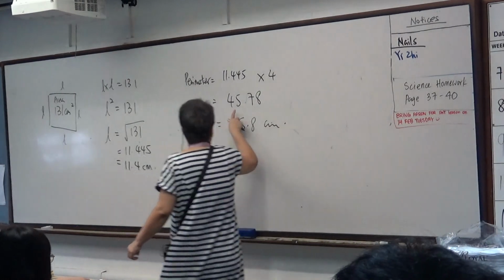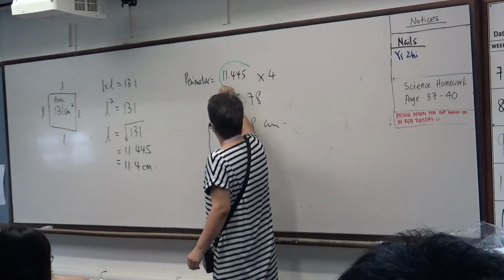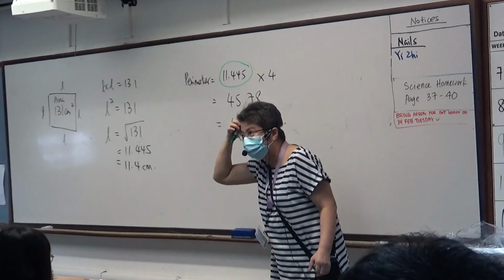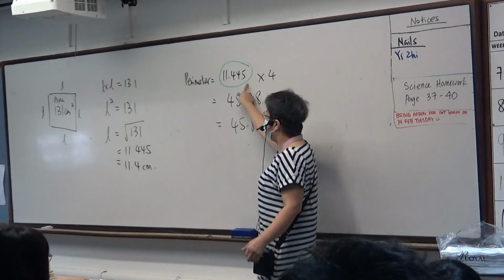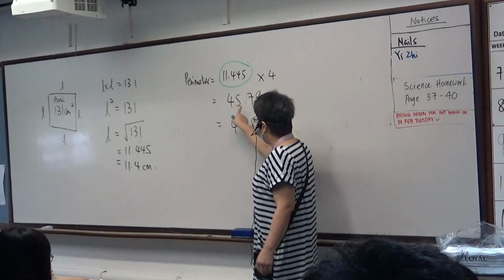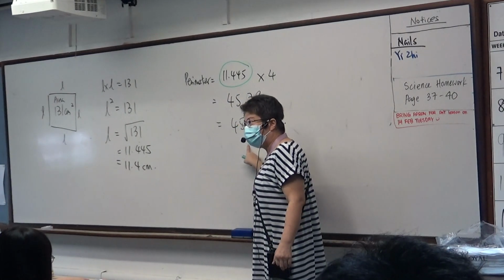Some people will say, "Since this is exact, why do you round off?" But can you see that this one is already rounded off? Correct? So it cannot be an exact value. We just take something that we estimated, then we do the calculation, and this one of course must be rounded off to 3 significant figures.